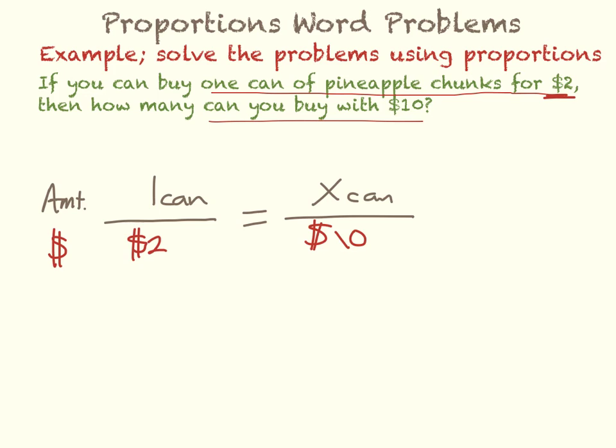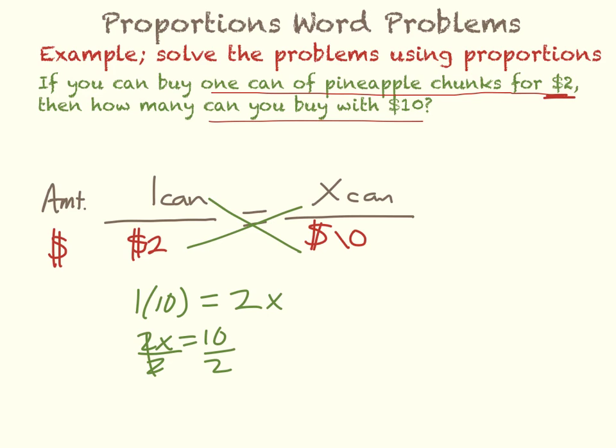So now we have our proportion, so we solve by cross multiplying. So we have 1 times 10 equals 2x. So that would be 2x equals 10, divide by 2. So that means x is 5 cans. And that would be your final answer, 5 cans for $10.